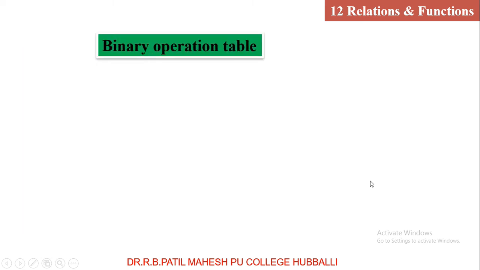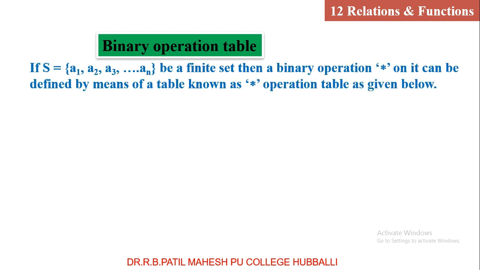One more concept of this identity element, inverse law. We can have a binary operation table. How to form binary operation table? If S equal to A1, A2, A3 up to AN be a finite set, then a binary operation star on it can be defined by means of a table known as star operation table. It is a table solved by the given operation, given below here.